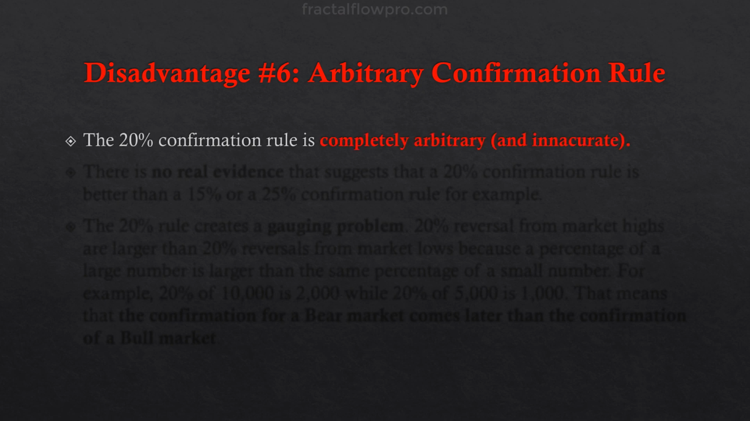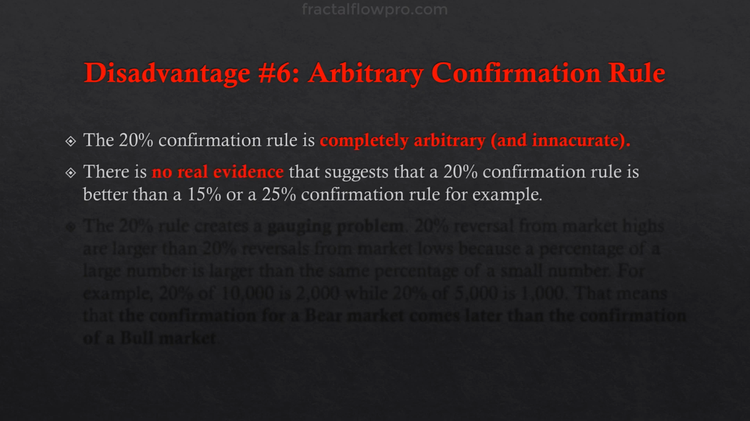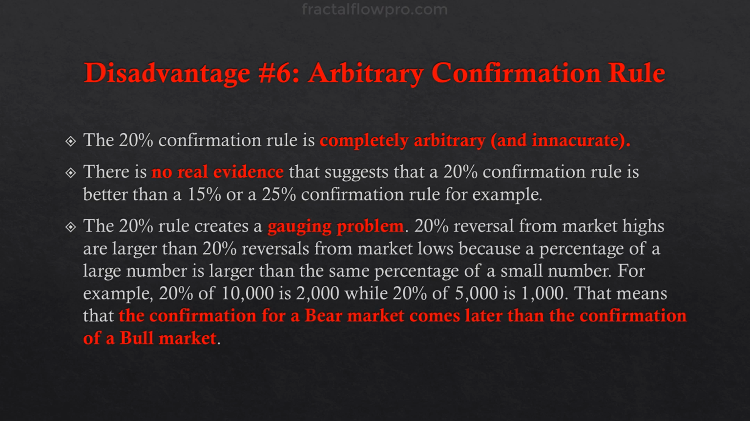There is no reason to believe that a 20% confirmation rule is better than a 15% or a 25% rule, for example. The other problem with this rule is that it diminishes the accuracy of the signal even more. Beyond that, the 20% rule creates a gauging problem. 20% reversals from market highs are larger than 20% reversals from market lows because a percentage of a large number is larger than the same percentage of a small number. For example, 20% of 10,000 is 2,000, while 20% of 5,000 is 1,000. That means that a confirmation of a bear market comes later than the confirmation of a bull market.